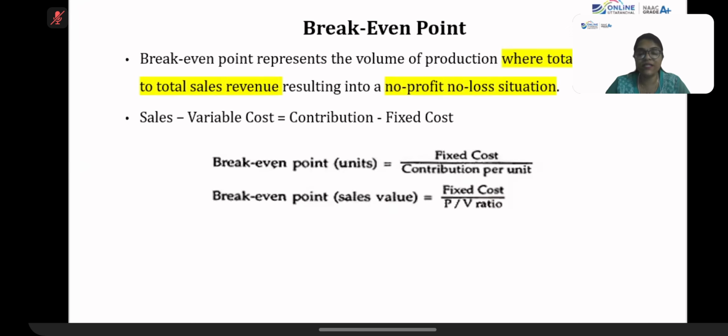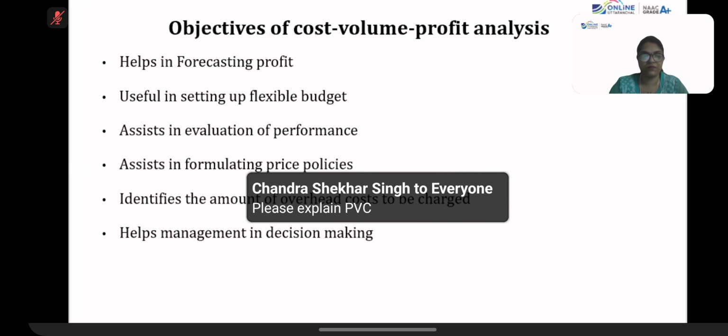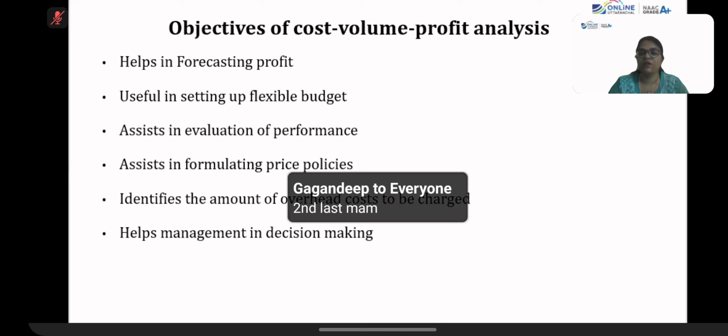Next, we are going to discuss about the break-even point. Okay, second last point. Fine. See, identifies the amount of overhead cost.